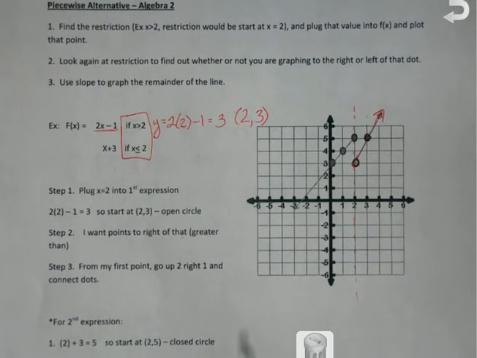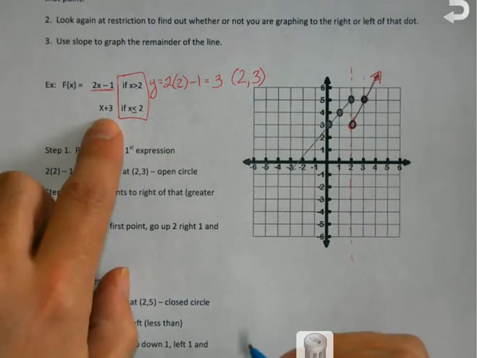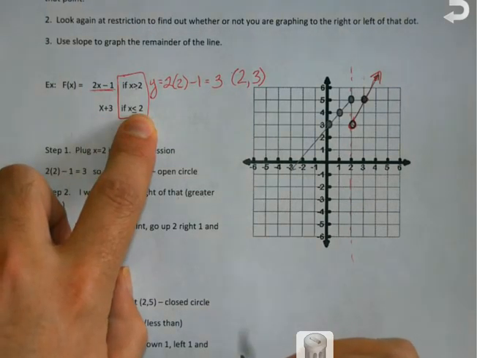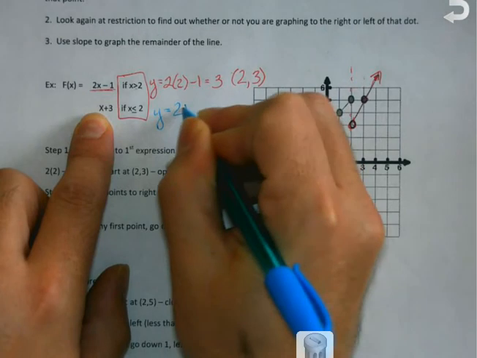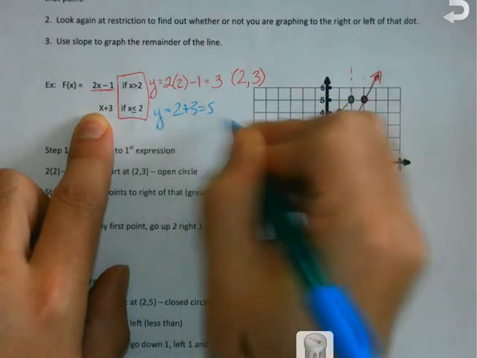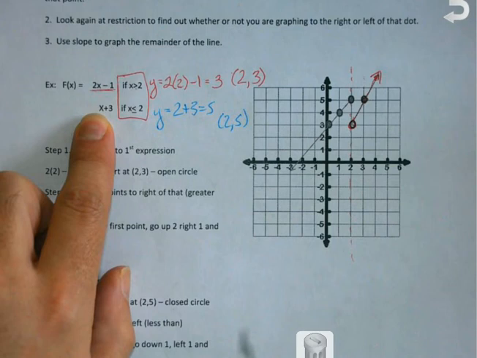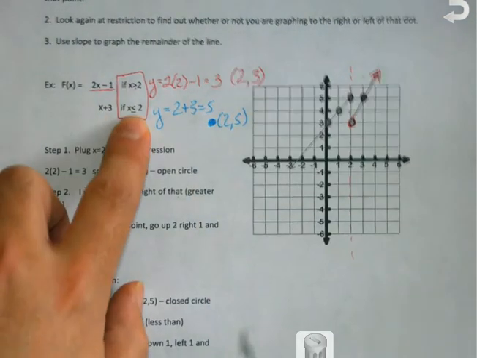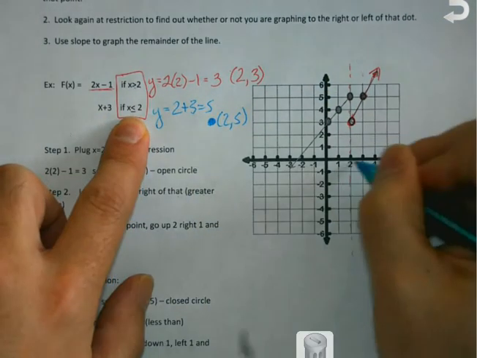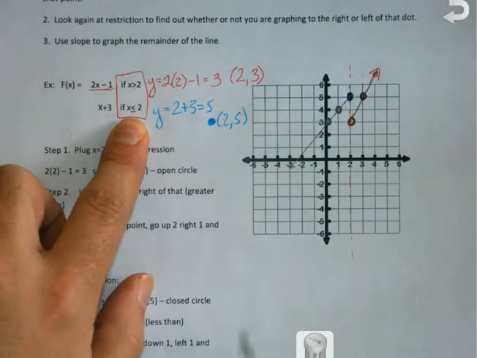And then I do the same thing for the second one. I look at it and I go, okay, starting at 2. So I plug 2 in where x is at. So y equals 2 plus 3, which is 5. So for this one, my point's going to be at 2, 5, but it's going to be closed because it's or equal to. So 2, 5, closed dot.